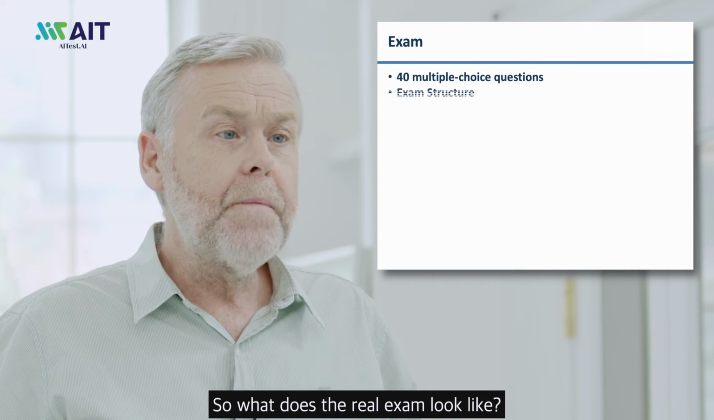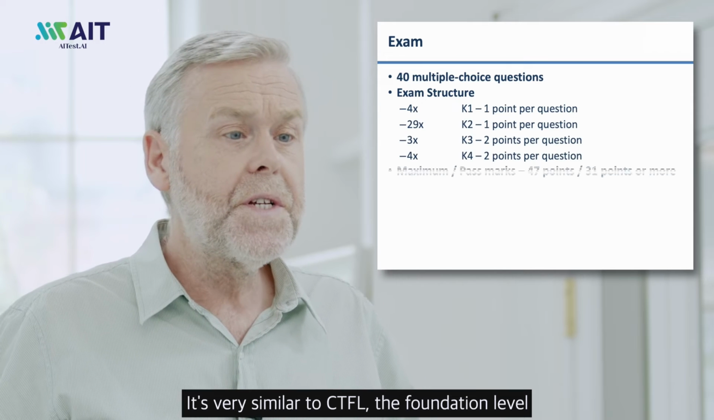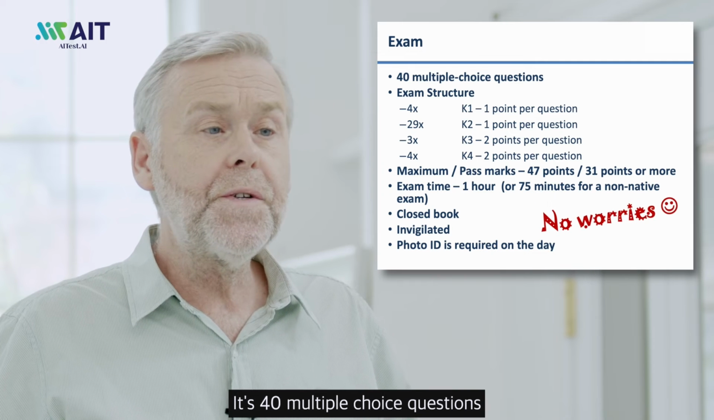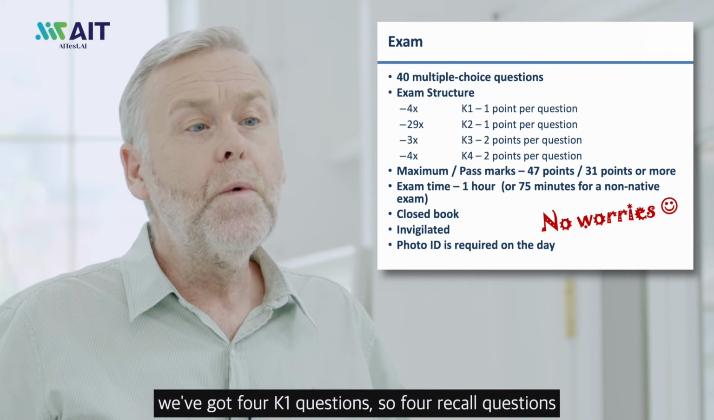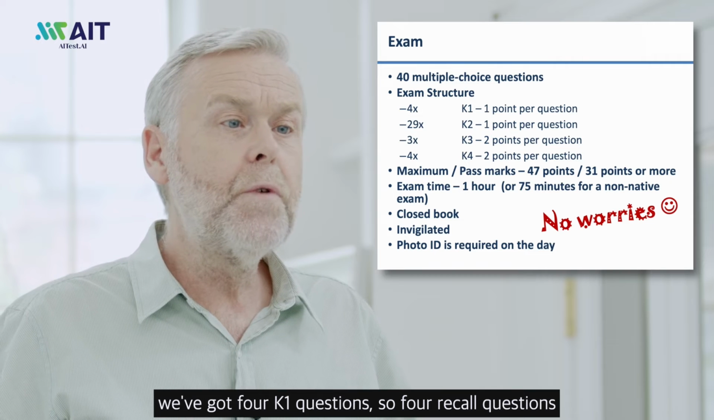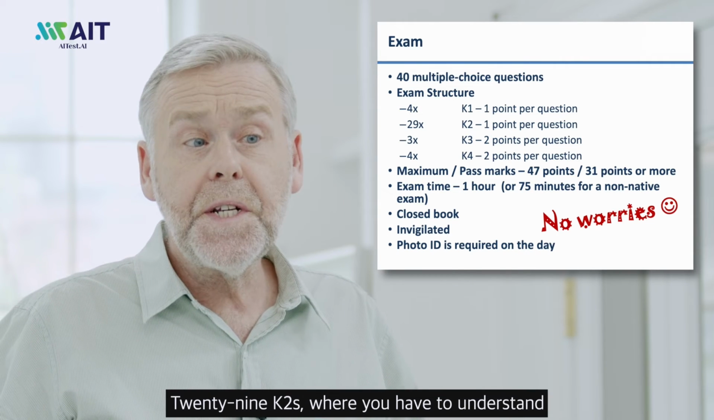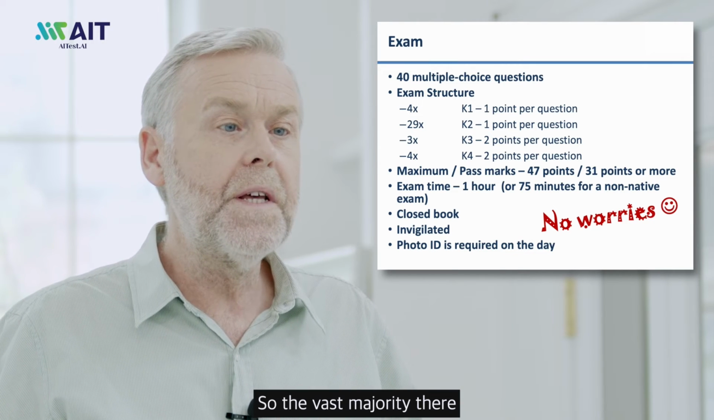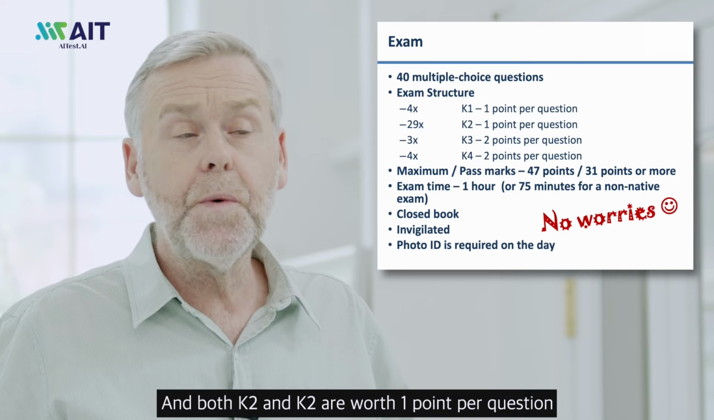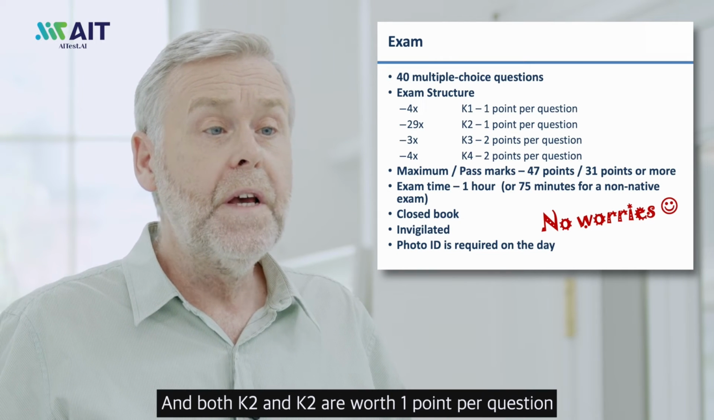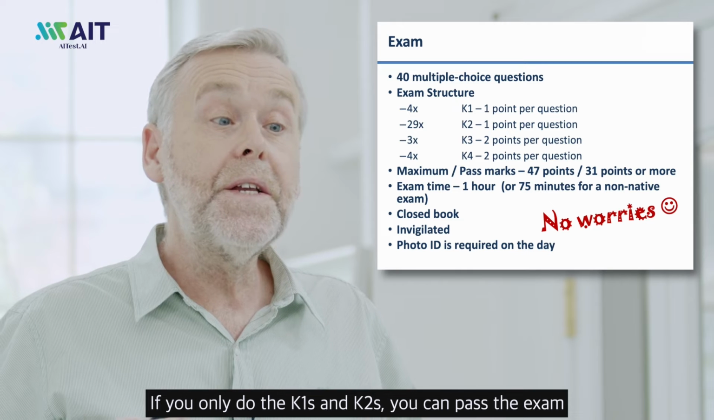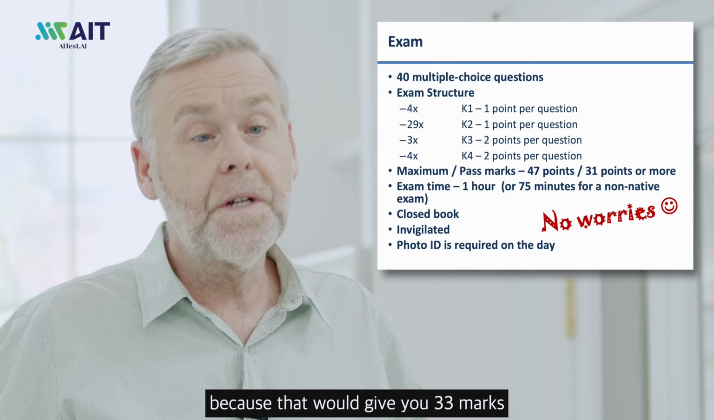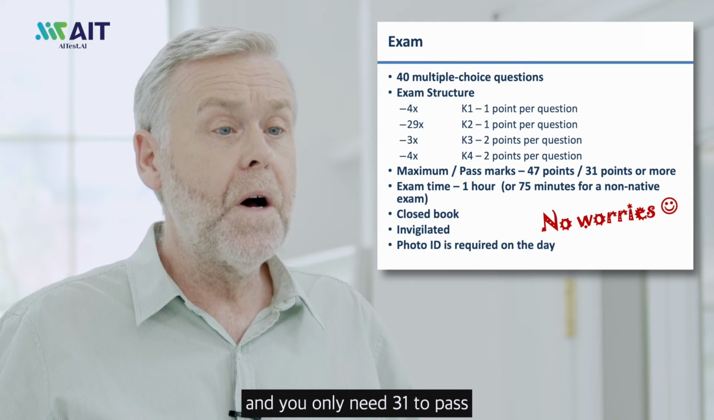So, what does the real exam look like? It's very similar to CTFL, the foundation level. It's 40 multiple choice questions, and as you can see, we've got 4 K1 questions, so 4 recall questions, 29 K2s, where you have to understand, so the vast majority there, and both K1 and K2 are worth 1 point per question. If you only do the K1s and K2s, you can pass the exam, because that would give you 33 marks, and you only need 31 to pass.